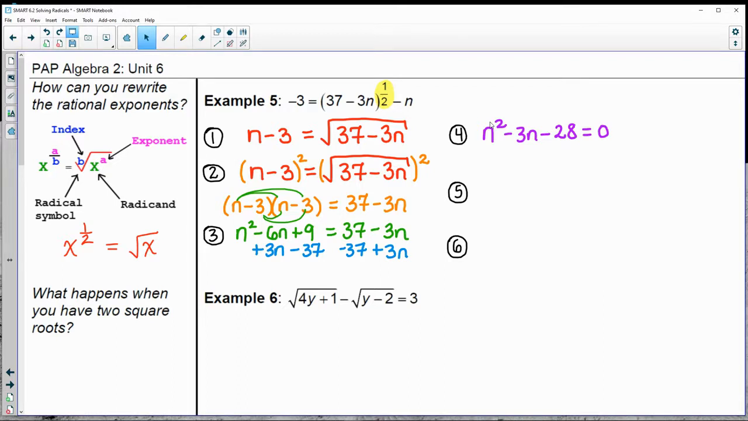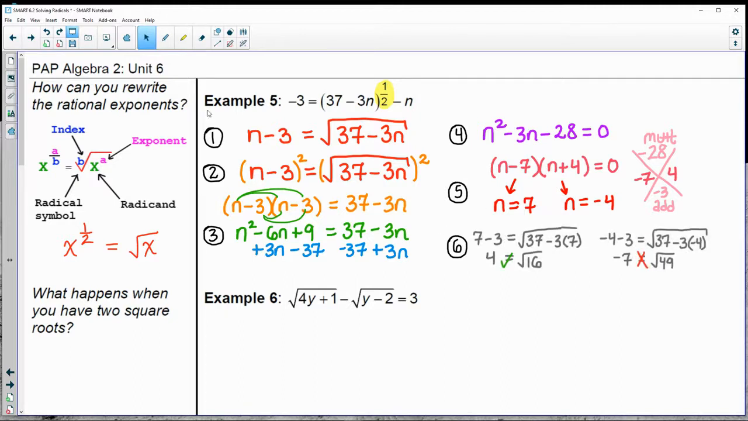Okay, now I'm going to have to factor. What multiplies to negative 28 and adds to negative 3? Oh, yes, there were combinations. Negative 7, positive 4. Again, it's just n squared, so it works out really nicely. So I've got two possibilities.